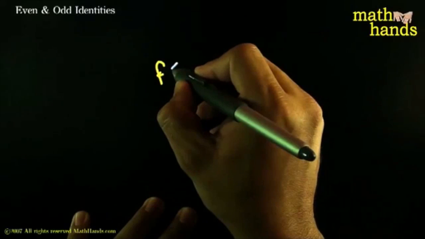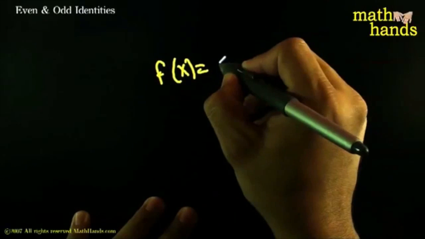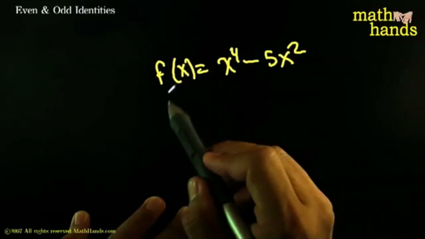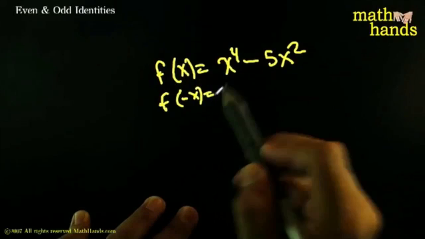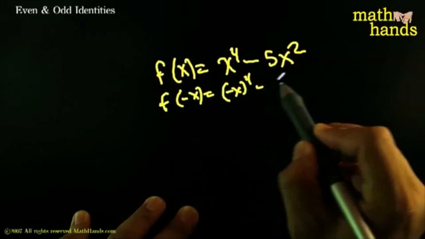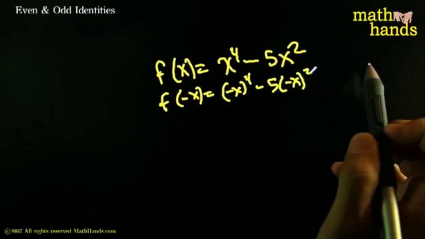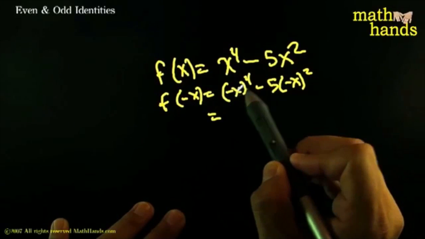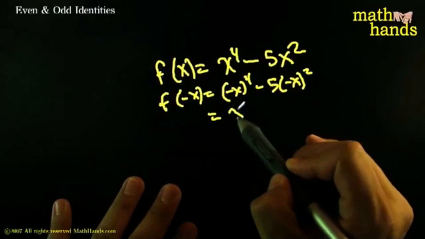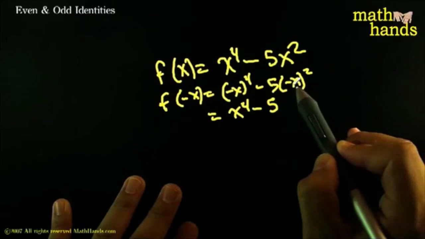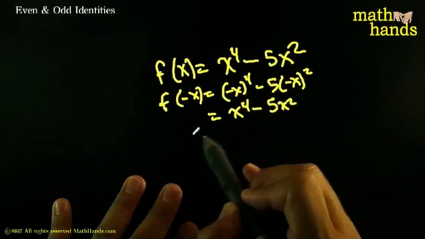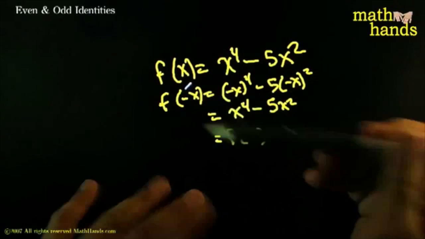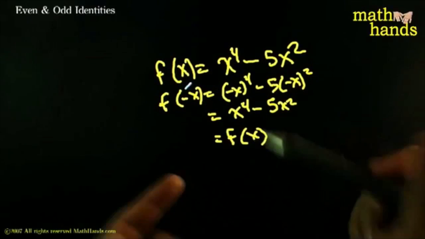Suppose we have a similar function, f of x, from the reals to the reals, but this one is x to the fourth minus 5x squared. You see this one, if I have f of negative x, that would be negative x to the fourth minus 5 times negative x squared, right? And what would this be? Negative x times negative x four times would be x to the fourth, minus 5 times negative x times negative x, which gives you x squared. And so this would also be equal to f of x. So in this case, f of negative x can always be exchanged for f of x as well.